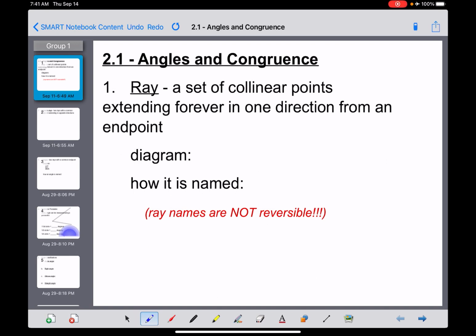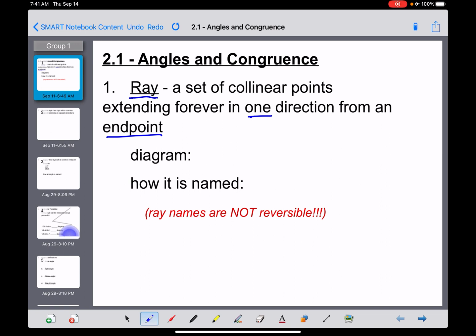Okay, geometry, we're moving on into chapter 2 now, where we're kind of getting away from lines and segments and focusing more on angles. However, before we do that, we kind of have to go back to lines and segments for a minute. We need to define something new here called a ray. A ray is a set of collinear points, very much like a line, extending forever in just one direction from something called an endpoint. So a ray is kind of a combination of a line and a line segment.